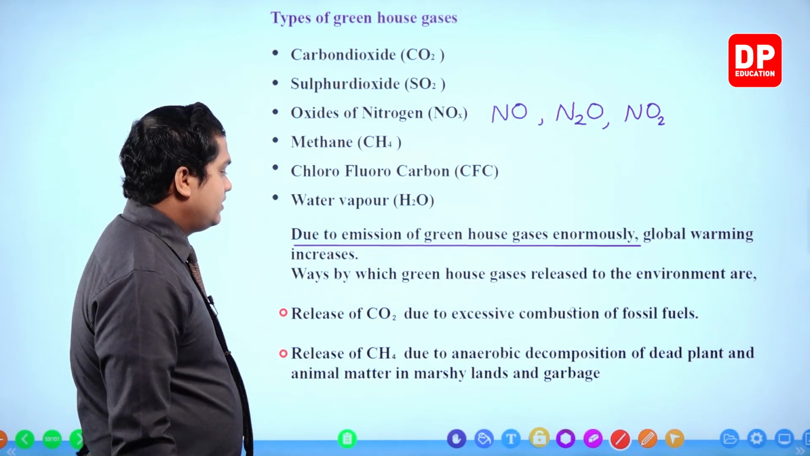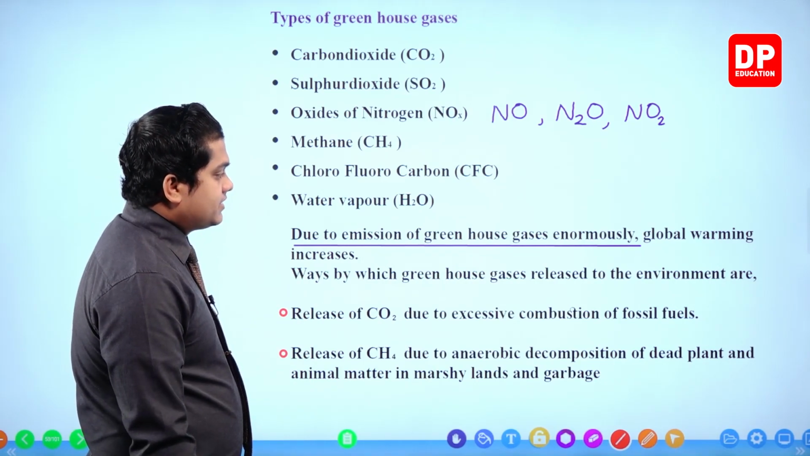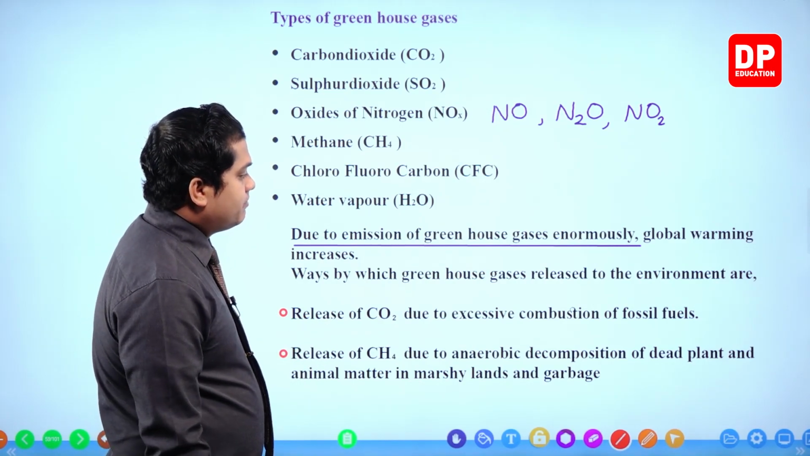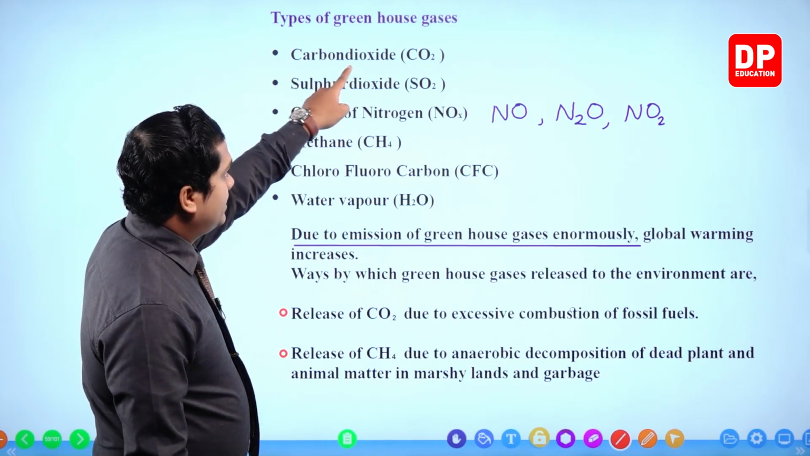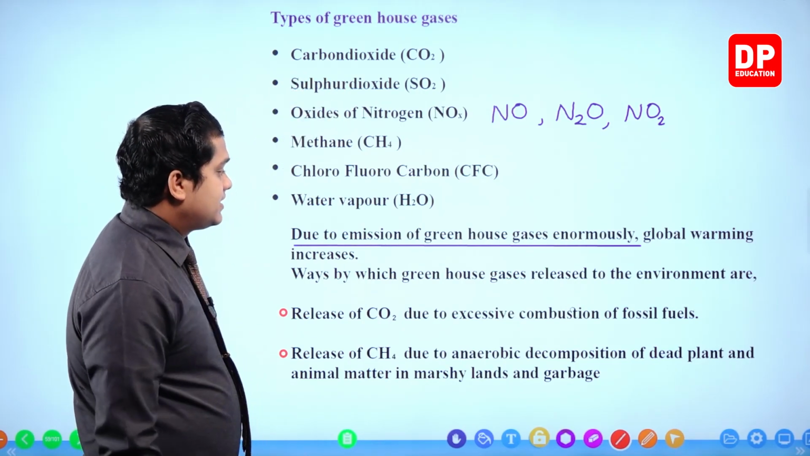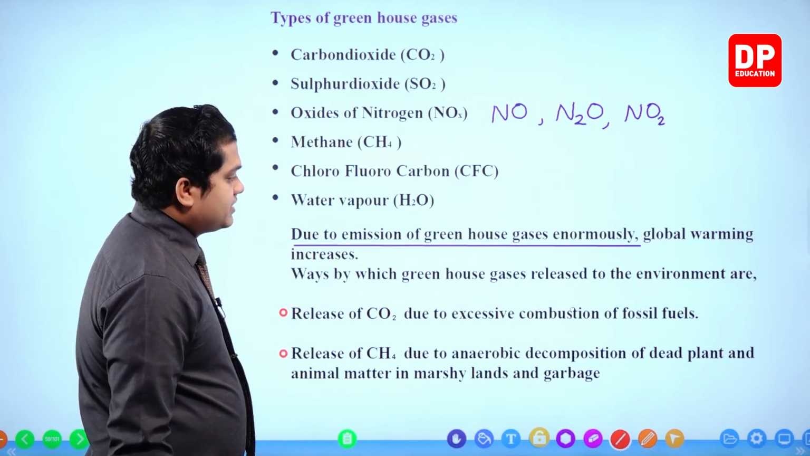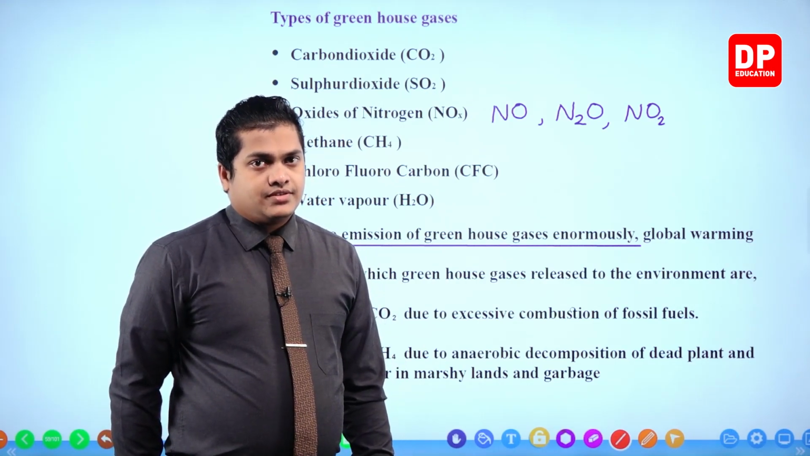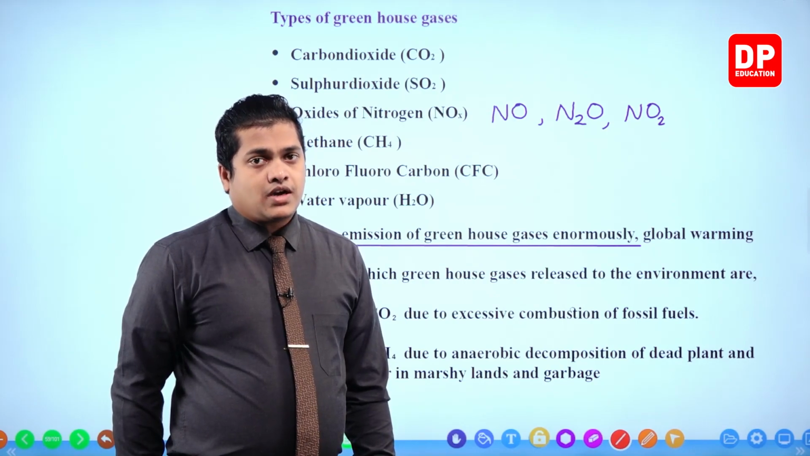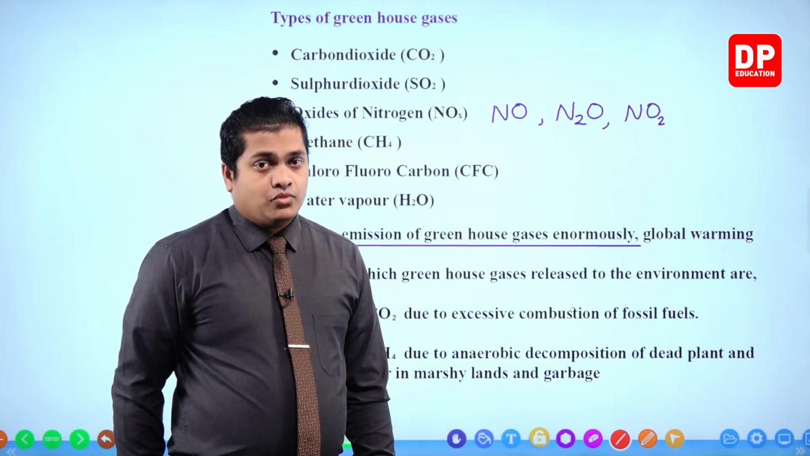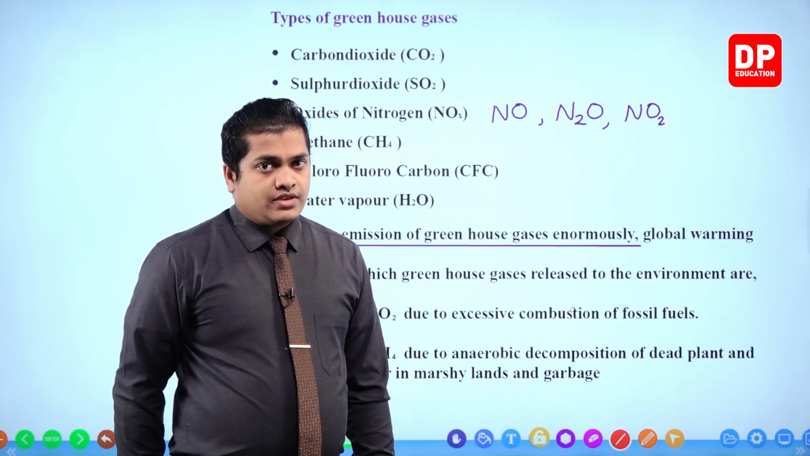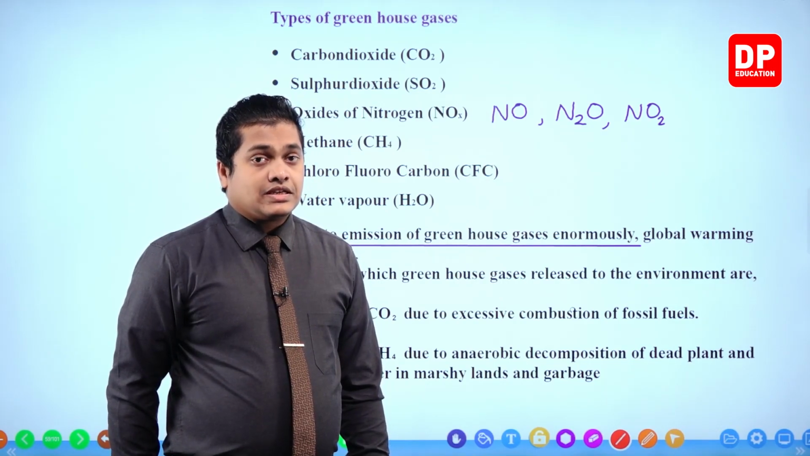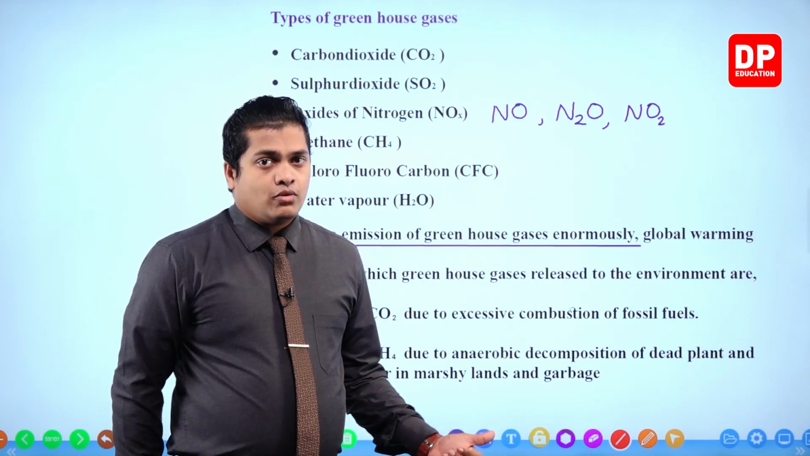Then here are given the ways by which greenhouse gases are released to the environment. Release of carbon dioxide due to excessive combustion of fossil fuel. You know that carbon dioxide is the first and foremost type of greenhouse gas given. So release of carbon dioxide due to excessive combustion of fossil fuel is a main reason. The more carbon dioxide is given out to the environment, the more it is going to be a reason for the greenhouse effect. Excessive carbon dioxide will increase the greenhouse effect and create global warming.